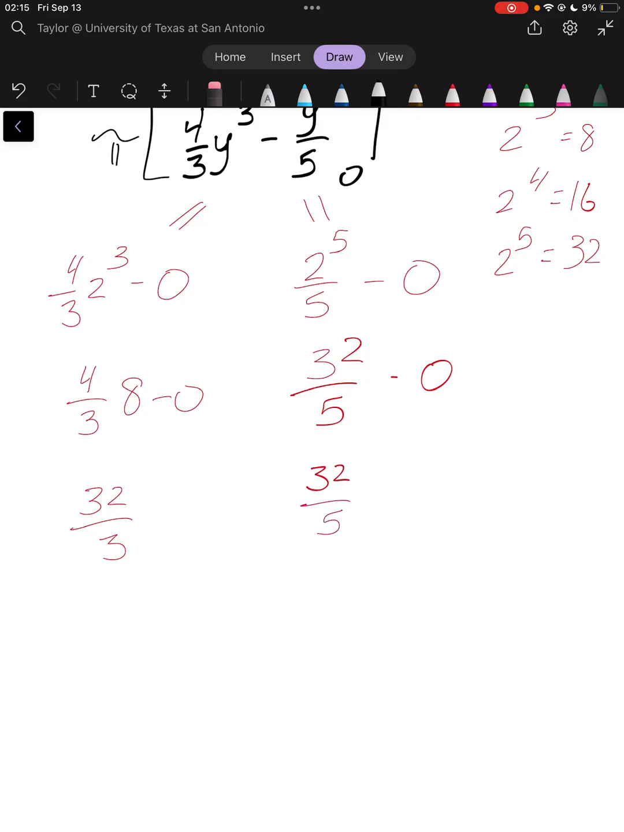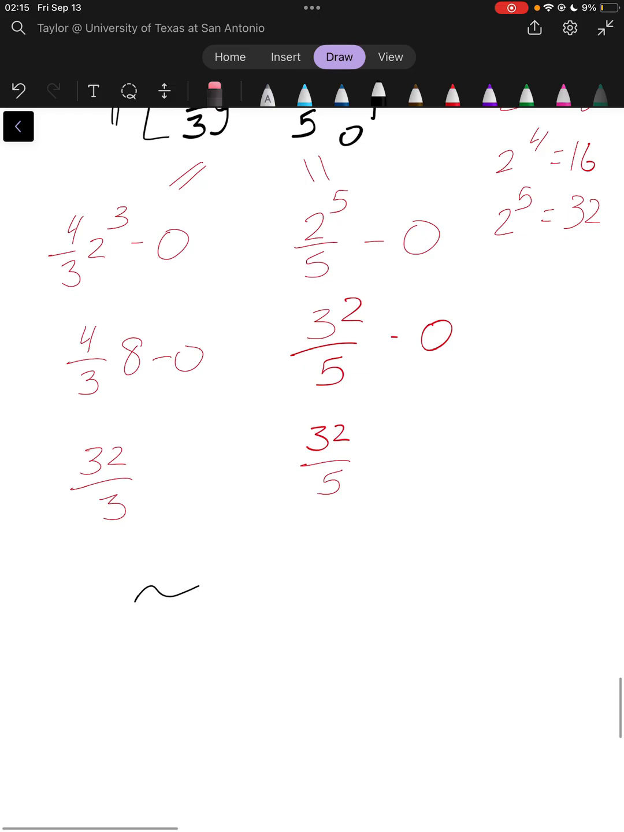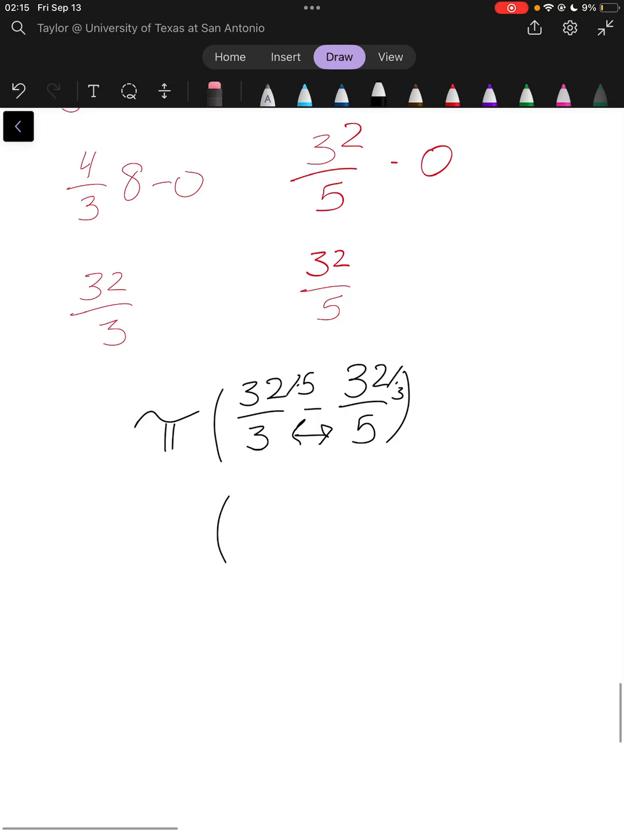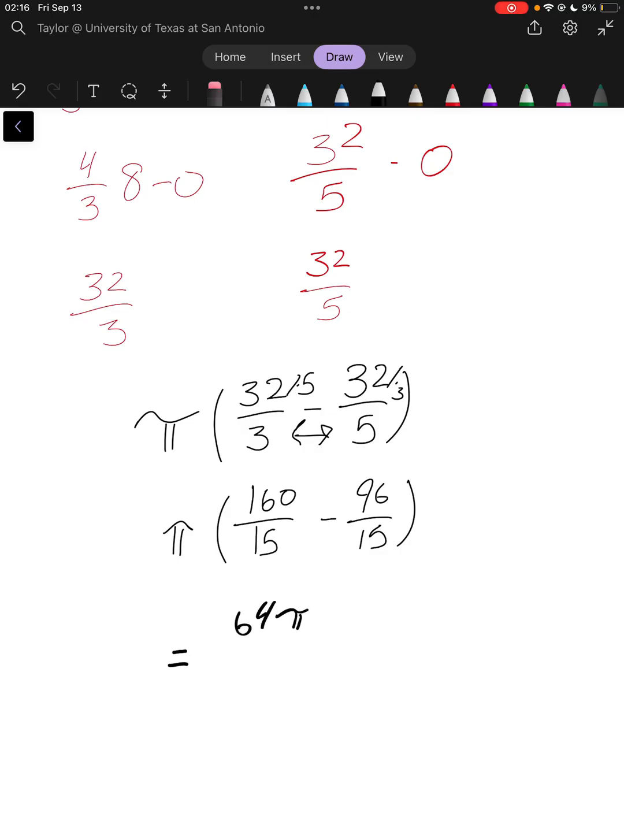All right. The next thing I need to do is pull everything down. Got pi times 32 over 3 minus 32 over 5. And I want to find a common denominator between these two. So I'm going to multiply this by 5 and this by 3, giving me 160 over 15 minus 96 over 15 times pi, which gives me 64 pi over 15.